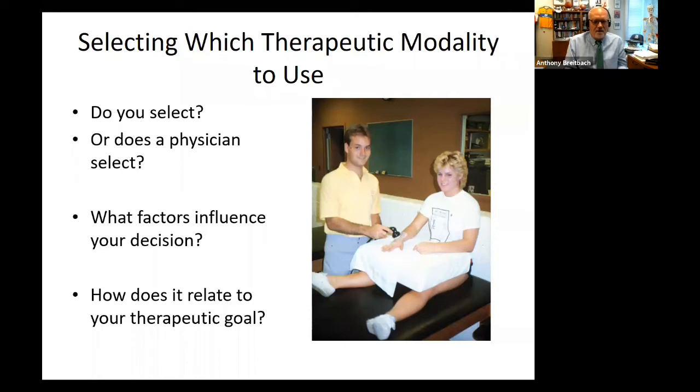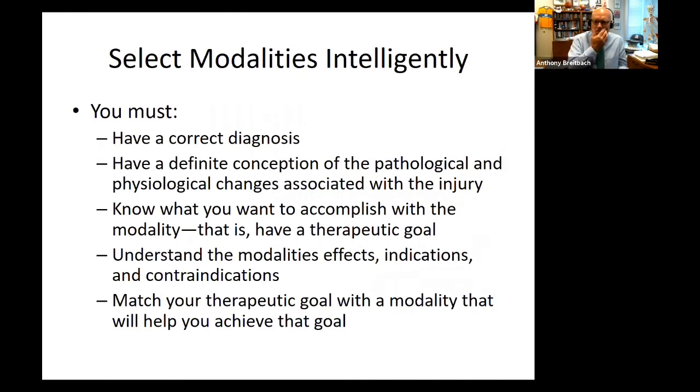It depends on the relationship you have. Standing orders can be really helpful in these situations where you have a good relationship with your referring physician or your supervising physician, or some areas have direct access, which allows you to make more independent decisions. So when we select modalities, number one, we need to understand our diagnosis. So your clinical skills, or you need a definitive diagnosis with a gold standard modality. You need to understand what kind of changes happen with the injury, and then you need to understand what you want to accomplish by having a therapeutic goal. To meet this therapeutic goal, you need to understand the modality's effects, their indications and contraindications, and match your therapeutic goal with the modality that helps you achieve that goal.